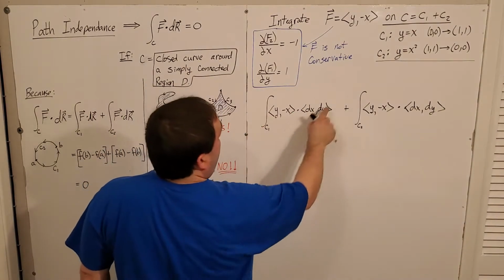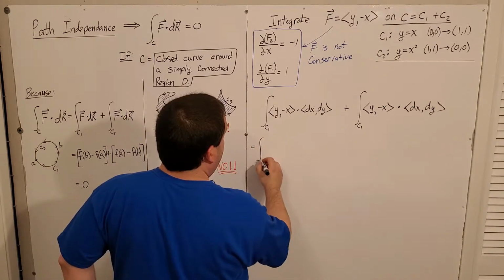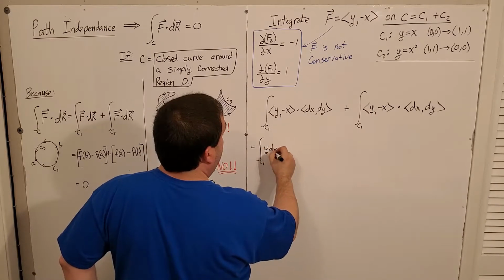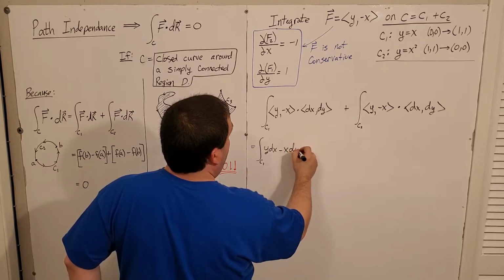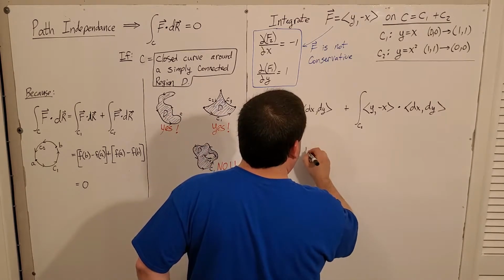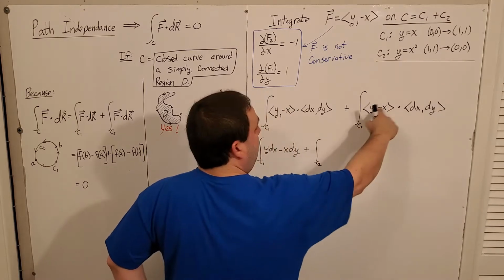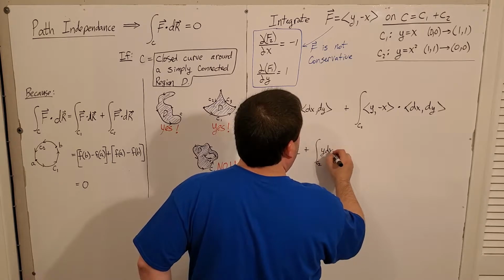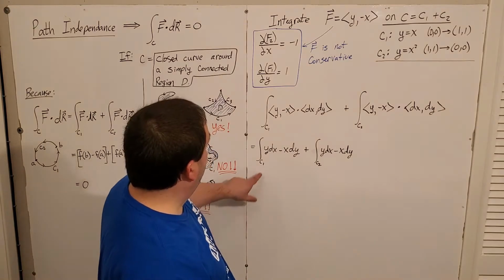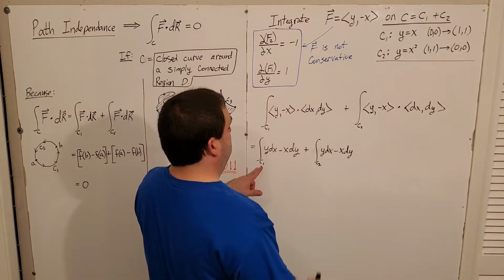Okay, so here we go. On C1, this is going to be the integral over C1 of y dx minus x dy, plus, same thing on the other one, the integral over curve 2 of y dx minus x dy. Doing my dot products here. But on curve 1, y and x are equal, right?